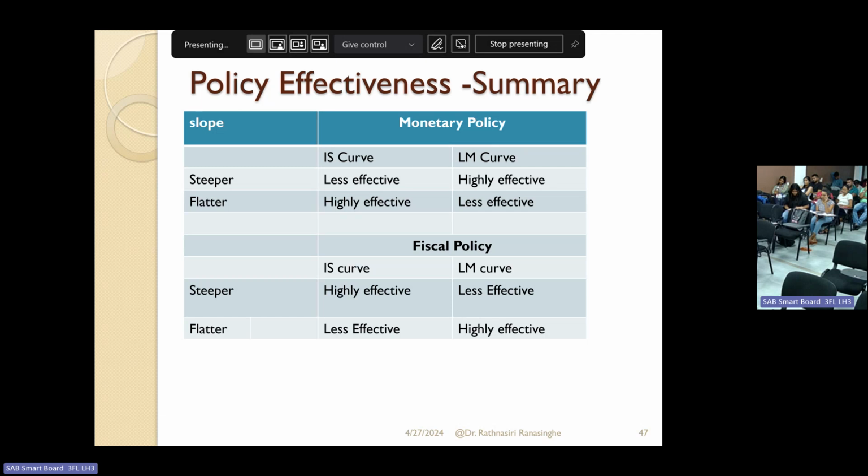I1, right? Interest elasticity of investment. If I1 is low, what happens? We have a steeper IS curve. If I1 is high, we have a flatter IS curve, right? Okay, so this is the situation. We take the investment curve, which can be steeper or flatter. The steeper curve, it is R and I.